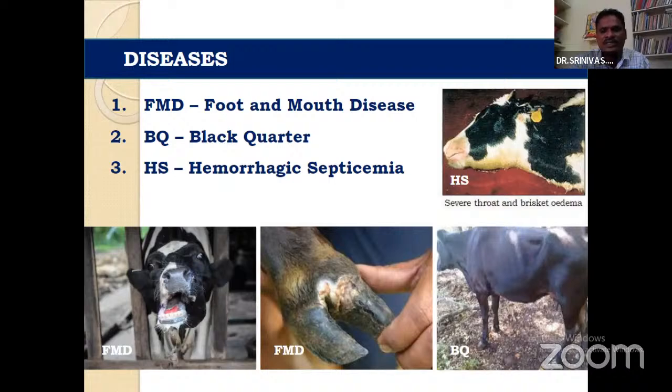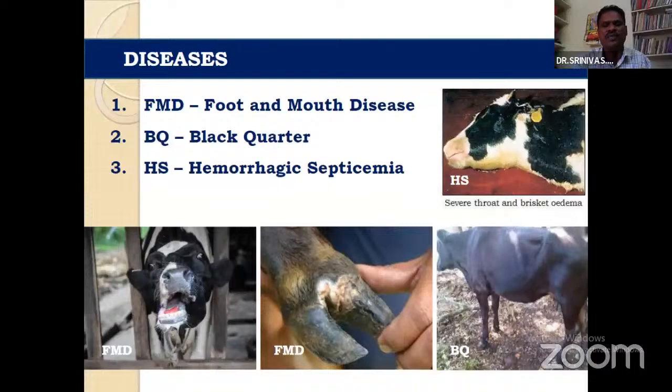black quarter is a disease where the main thighs and neck areas will be swollen, that muscle will be infected with bacteria, muscle mass will be lost, and especially the draught animals will lose their capacity for draught purposes. It was very endemic. Now, because of the vaccinations, it has been brought under control. Still, we are vaccinating all the animals whenever it is necessary.